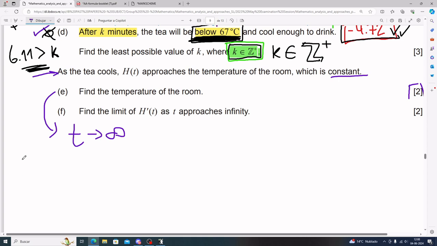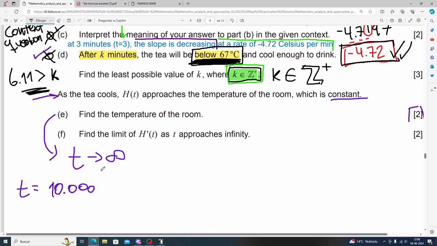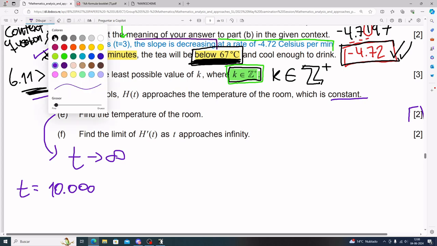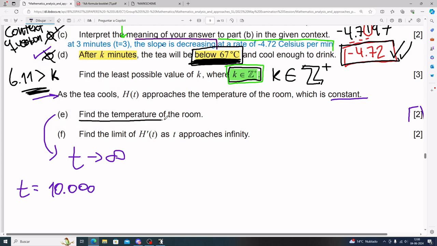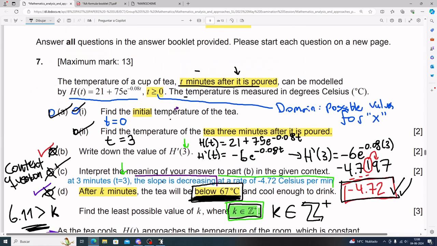But in practical terms, you're going to plug in a t equals, I don't know, like 10,000. And I'm pretty sure that after 10,000 minutes, the tea will have reached the temperature of the room. That is the point that I'm trying to make here. You first need to establish that you know what you're doing for finding the temperature of the room. You're going to reach that after a really long amount of time. So just plug in a t that goes to infinity. We can plug in infinity if we work with limits, but I'm not going to get into limits because I don't think it's worth it.